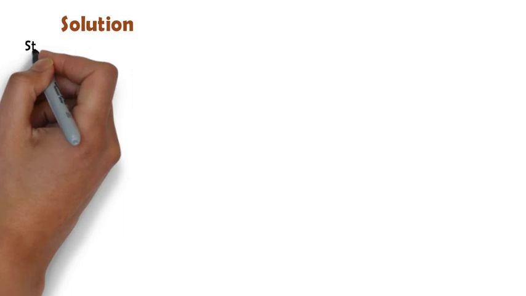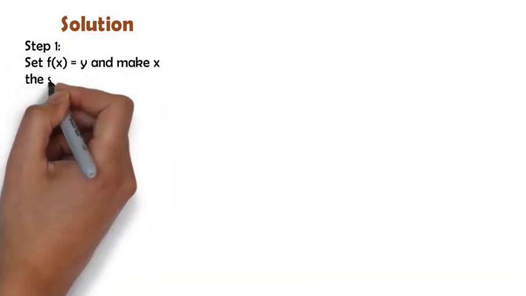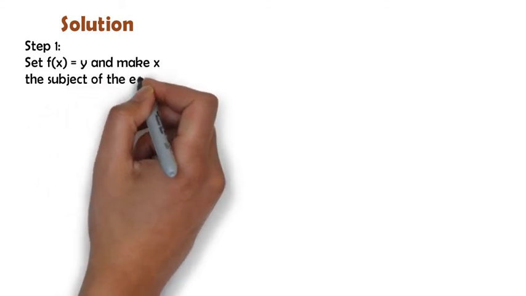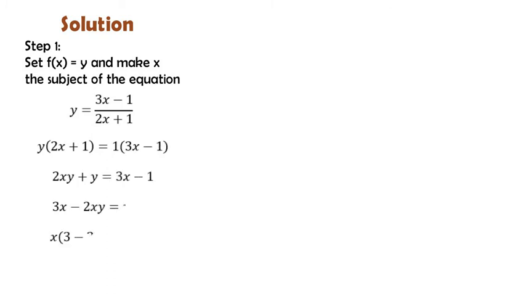Now, first of all, the first step is for us to set f of x equal to y and make x the subject of the formula. y is equal to 3x minus 1 all over 2x plus 1. By cross multiplication, y multiplied by 2x plus 1 is equal to 1 multiplied by 3x minus 1. If we multiply y in, we have 2xy plus y equal to 3x minus 1.